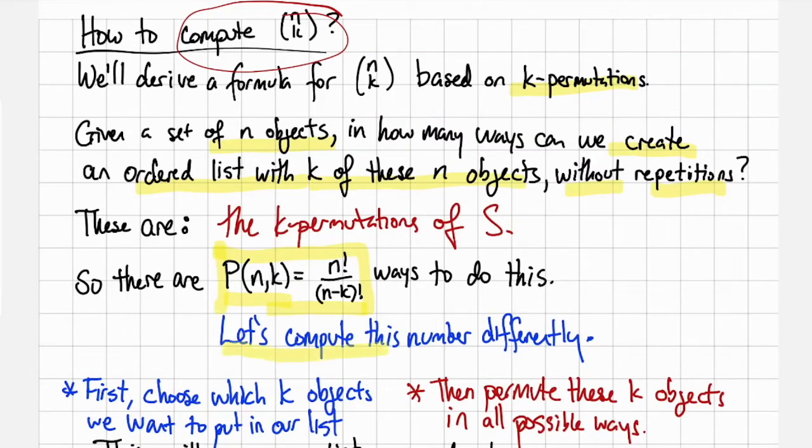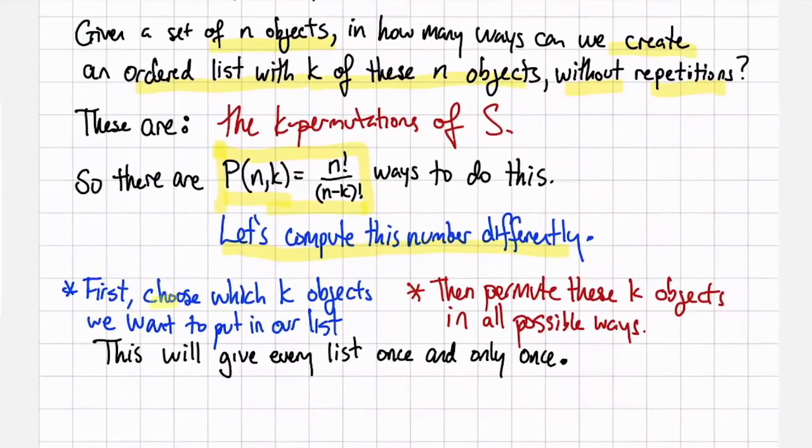Let's compute this same number in a different way. We're creating an ordered list with k of these n objects. First, we'll choose which k objects we want to put in our list, and then we'll permute these k objects in all possible ways. By doing this, this will give us every list that we want once and only once, and so we're computing the k permutations of S in a different way.